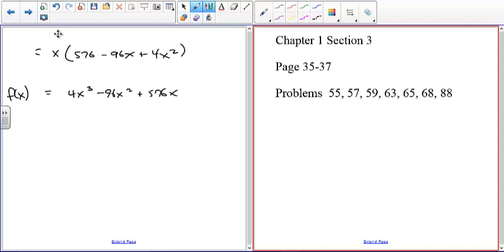And there's some homework. So if these numbers are different than your assignment sheet, just use the assignment sheet.